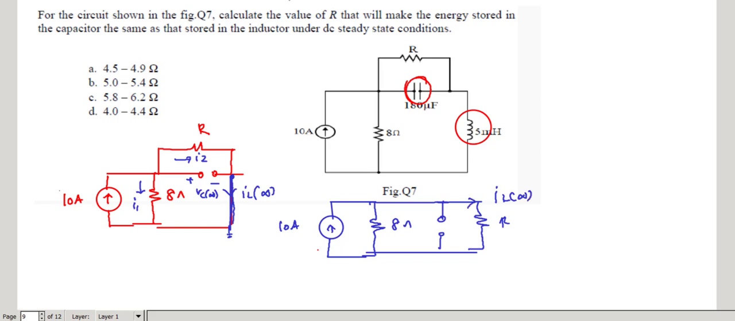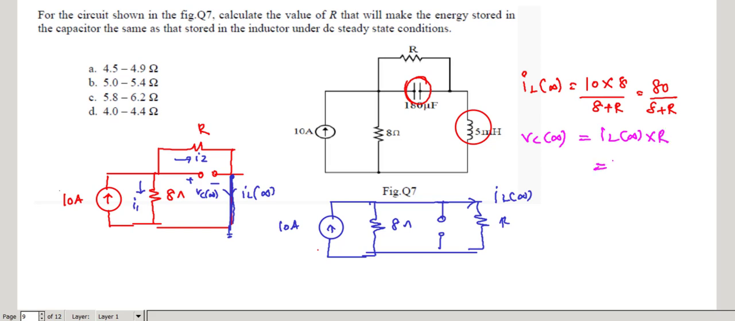So what is IL of infinity? IL of infinity is 10 into R, 8 by 8 plus R. So that is 80 by 8 plus R. Okay. Similarly, what is VC of infinity? VC of infinity equal to IL of infinity into R, that equals 80 into R divided by 8 plus R.